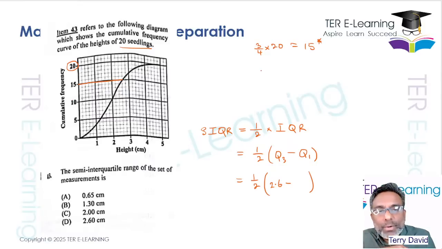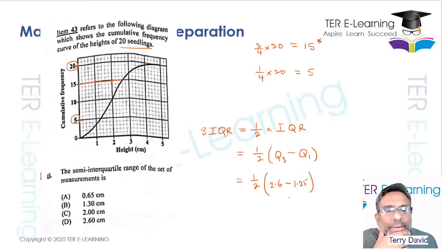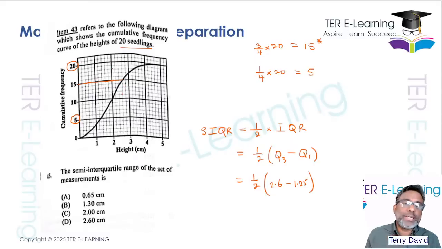If you want to get the lower quartile, that's going to be 1/4 multiplied by 20, so that's going to be 5. You read off at 5 to find the lower quartile. So what does that look like there? That's about 1.2. It's looking like a little more than that, about 1.25. Let's look at that Q3 again. Q3 is looking like about 2.6.